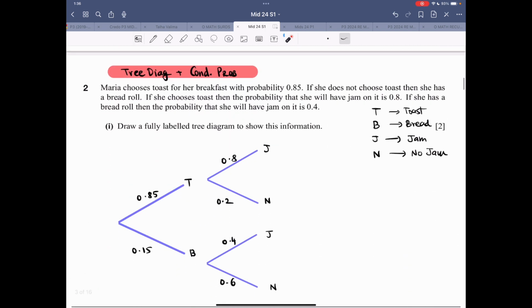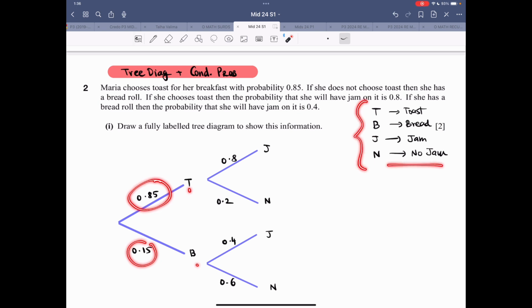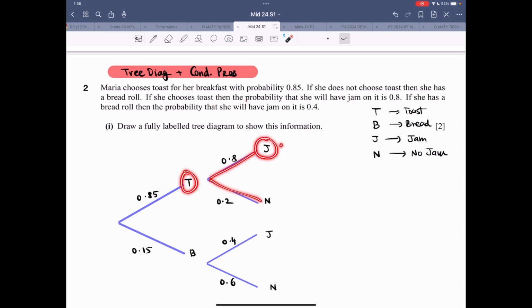The second question is about tree diagram and conditional probability. Maria chooses toast for her breakfast with probability 0.85. If she does not choose toast, she has a bread roll. So it's either toast, T for toast, B for bread roll. I have given the key over here. If she chooses toast, then the probability she will have jam on it is 0.8. So toast, jam, 0.8, no jam, 0.2. If she has a bread roll, then the probability she will have jam on it is 0.4. So 0.4 and 0.6. So it could be toast, jam, toast, no jam, bread roll, jam, bread roll, no jam.